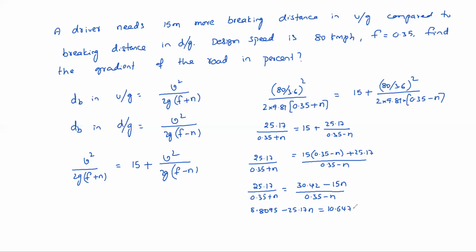10.647, plus 30.42n, minus 15 into 0.35, that is 5.25, n minus 15n square. So taking this side, 15n square, n's are minus 25.17 minus 30.42 plus 5.25, equal to minus 50.34n.